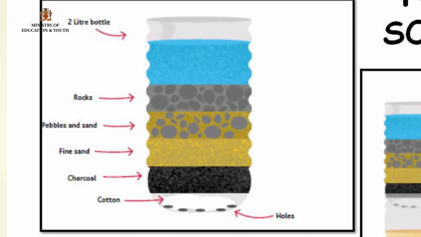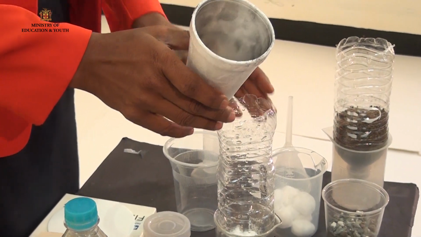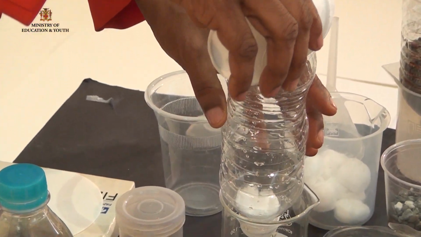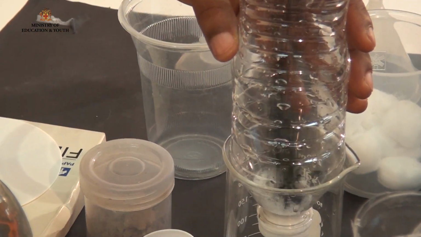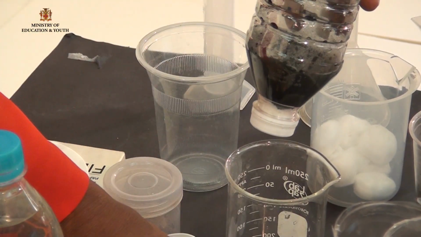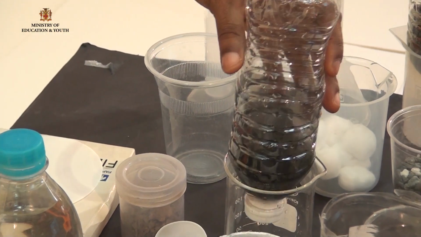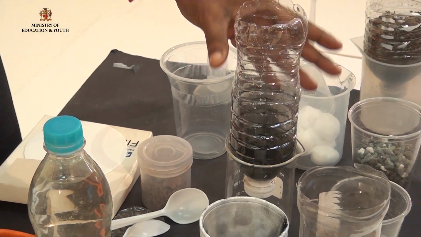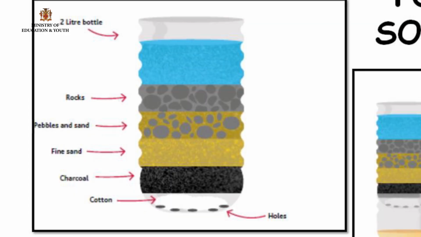Great. All right, so what do we add next? So we're adding materials based on differences in particle size. So our activated charcoal, a very fine powder, is what we will be adding next. Essentially, we would just pour it on top, ensuring that we cover our cotton wool. Great. What do we add next?